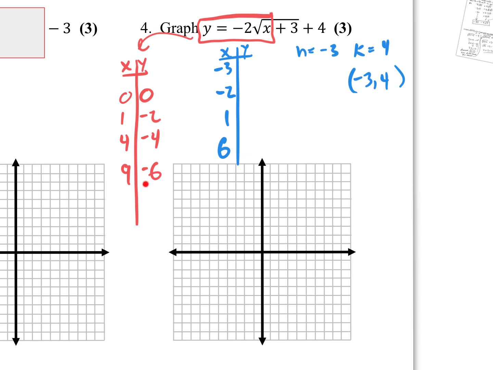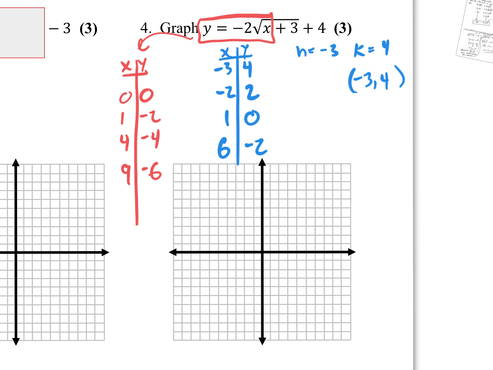How are we going to modify the y's? By adding 4, because the k is +4. So you're going to go 0 plus 4, that's 4. You're going to go -2 plus 4, oh, that's 2. You're going to go -4 plus 4, oh, that's 0. And what's -6 plus 4? That's -2. So the blue xy table is the actual final modified coordinates of your final graph.